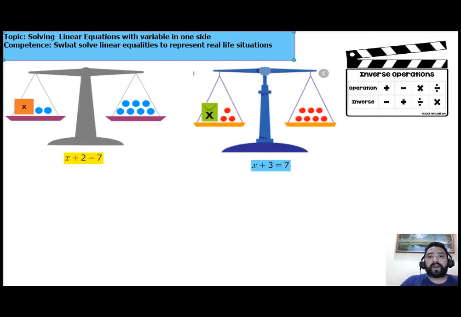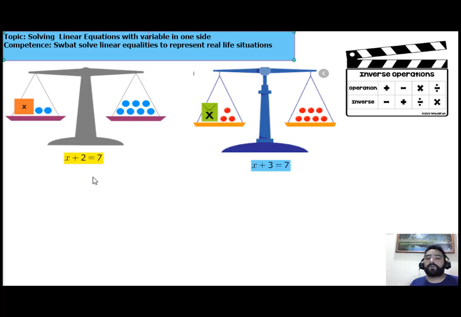Everyone, today I will explain how to solve linear equations with the variable on one side. Remember, we represent linear equations with weight scales. In this case, we represent the variable x plus 2, because this value we don't know, but we already know that this scale is balanced. So the equation that represents this scale is x plus 2 equals 7.